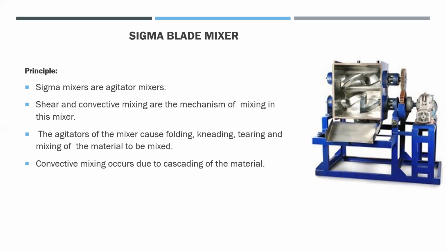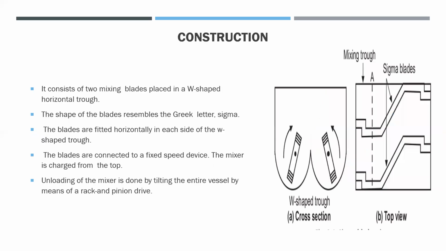Sigma blade mixers are mainly used as agitator mixers. Two types of mixing mechanism are used: first, shear, and second, the convective type of mixing mechanism, for the mixing of the material in this sigma blade mixer. Next, the construction of this sigma blade mixer.